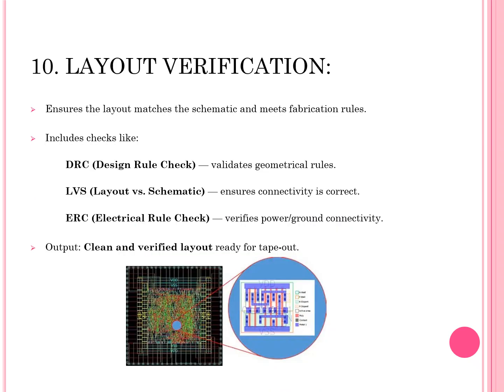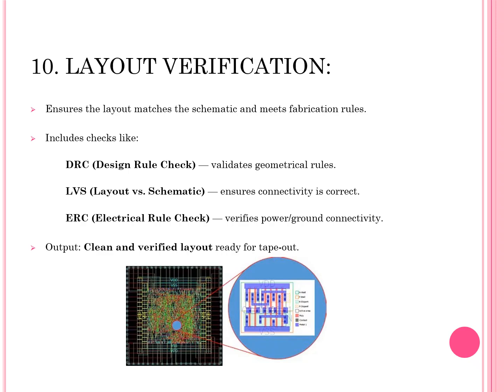So, once the physical design is complete, we move to the layout verification stage. Here, we ensure that the layout perfectly matches the intended schematic and follows all the fabrication rules. The key checks include DRC, which is Design Rule Check. It verifies that all geometrical design constraints are met. Then LVS, also called Layout versus Schematic. This ensures that the layout connectivity exactly matches the schematic.